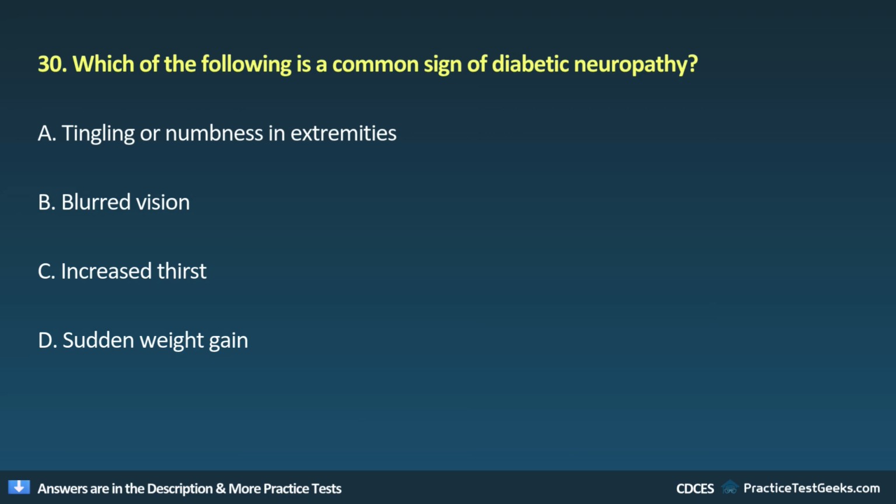30. Which of the following is a common sign of diabetic neuropathy? A. Tingling or numbness in extremities. B. Blurred vision. C. Increased thirst. D. Sudden weight gain.